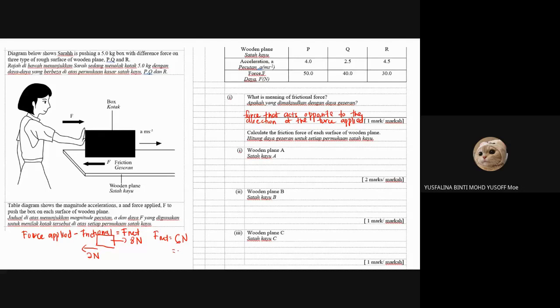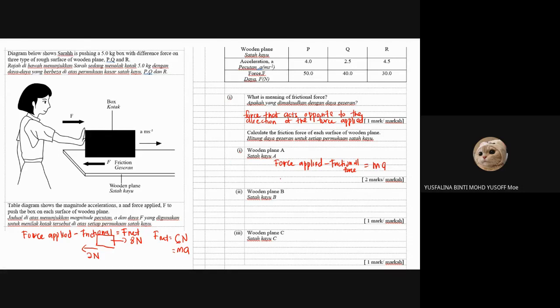Yes, mass times acceleration, so M A. If I put the formula here, the force applied equals the frictional force, and then equals M A, right? So what is the force applied here? You have to see for each table. Let's say for P, the force applied is 50. So I give you one example.